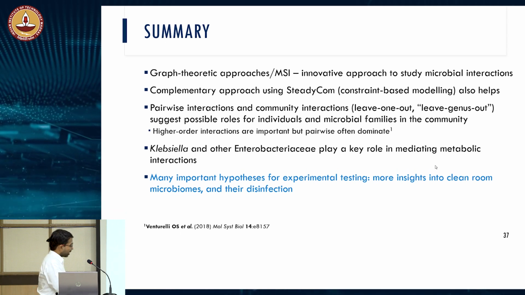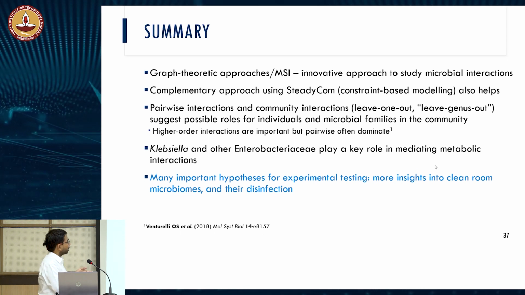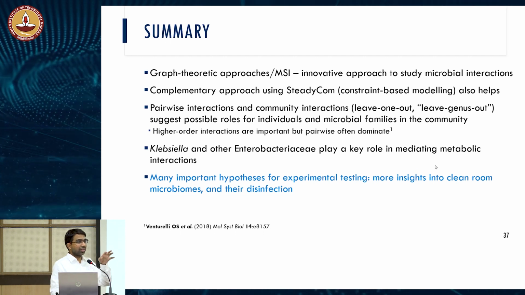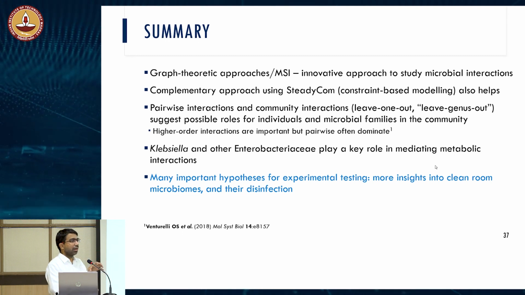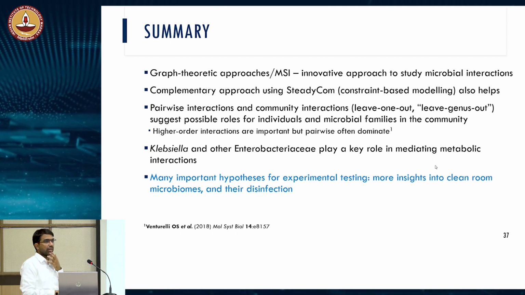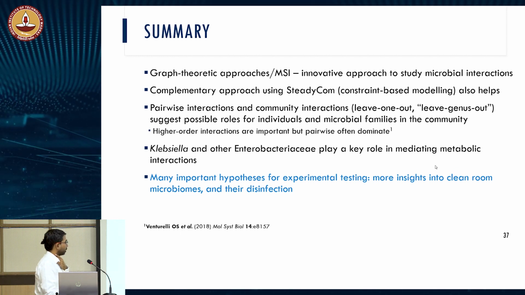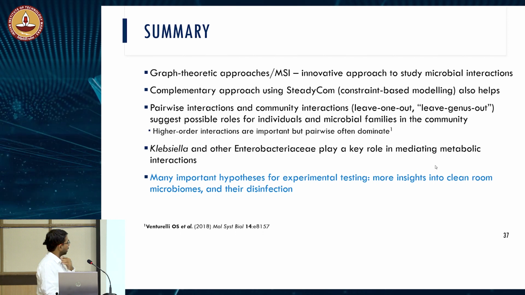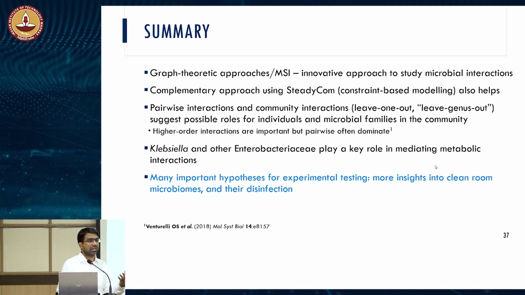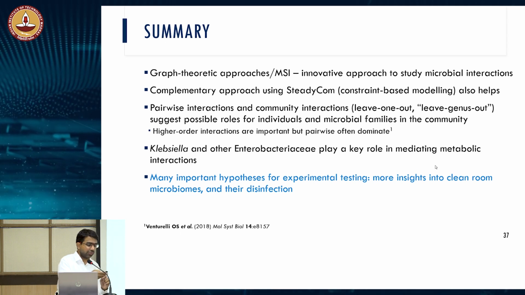And we found that some of these pathogens, basically Klebsiella and Enterobacteriaceae, are very important in mediating metabolic interactions. Not only are they a problem, they also help other organisms survive. So by potentially targeting Klebsiella in a targeted fashion, you might be able to disrupt a lot more organisms that are being found on the ISS. And we've generated a lot of hypotheses for experimental testing and potentially more insights into such clean room microbiomes, right? So you can also extend these observations to say an ICU or things like that, where you have very few microbes, but they still have a very interesting network of interactions and so on.